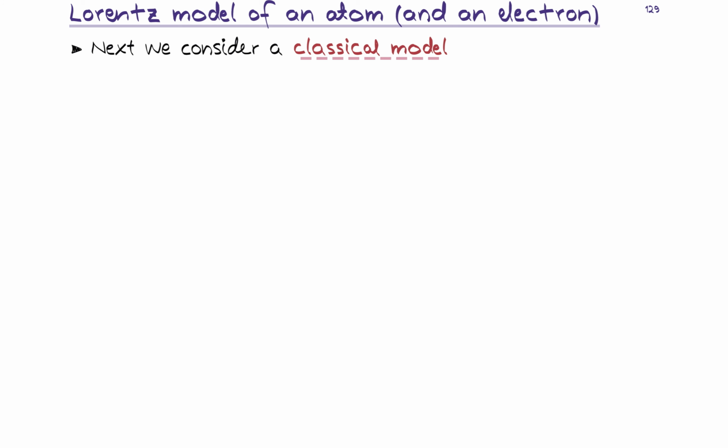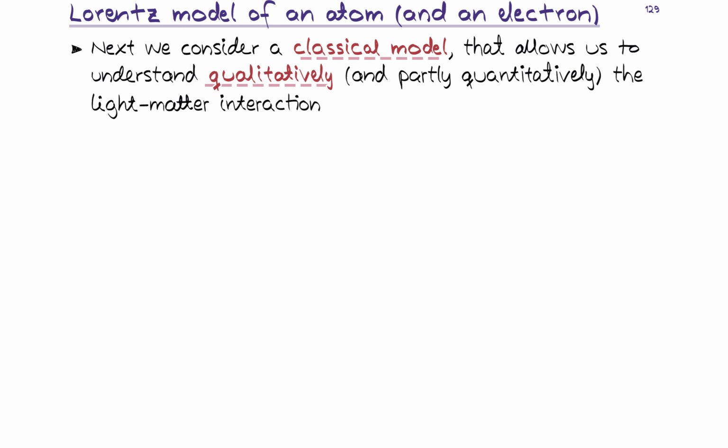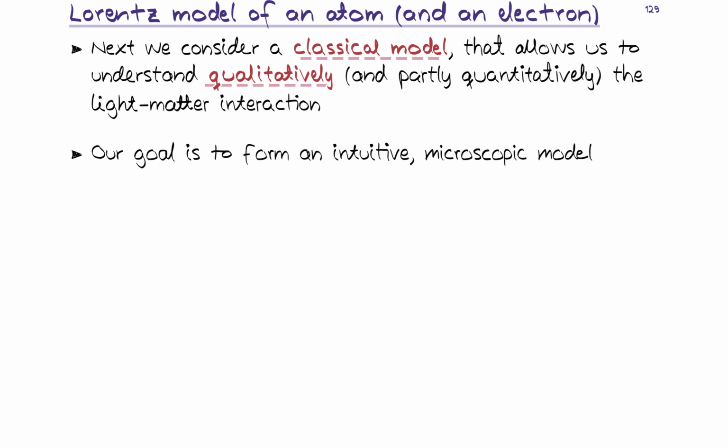It's a classical model, so we don't treat quantum mechanics here. What we aim to achieve after the introduction of this model is that we can qualitatively understand, and even partially quantitatively, the light-matter interaction taking place on a macroscopic scale. We want to form an intuitive model so that we can understand how things work out, and it has some predictive power. And we want the model to be microscopic so that we could also think what kind of possible changes on the microscopic scale, on the atom scale, would change the properties of the materials.